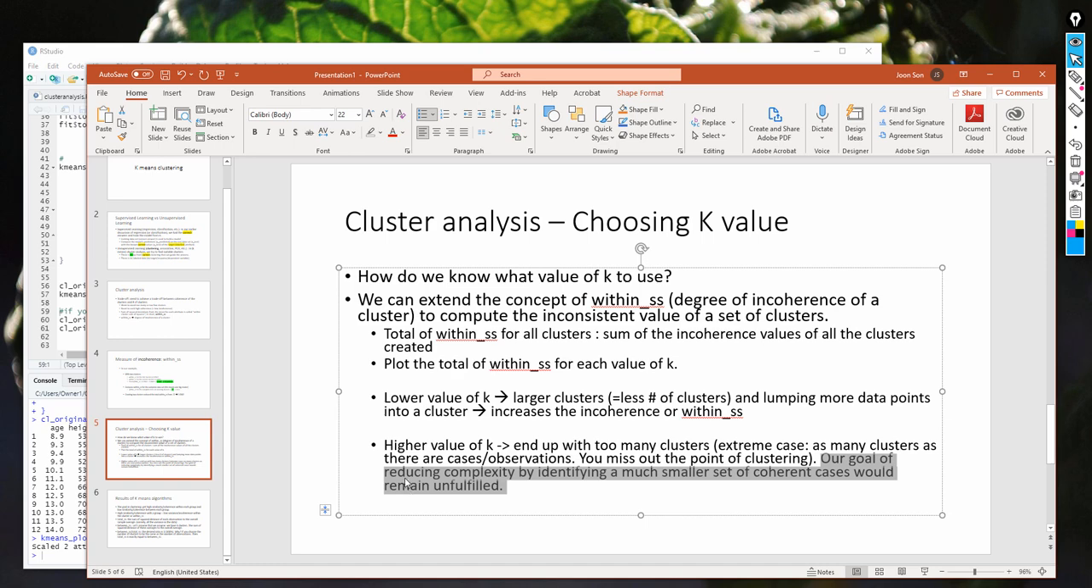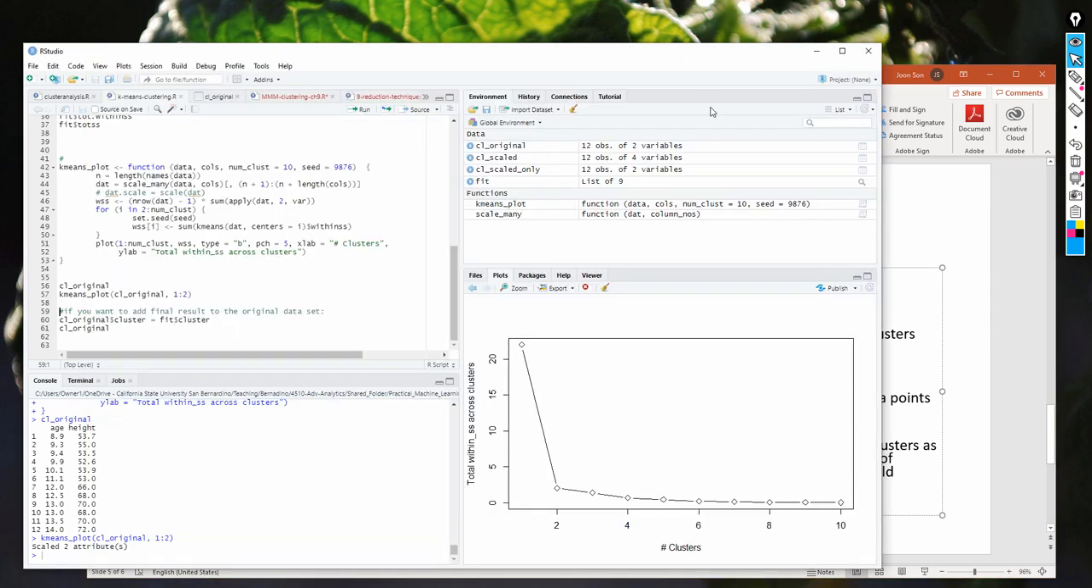So the best way to find a good k value is to plot the total within SS for each value of k, something like this. And then you typically choose the k value in this area. If it's too high, you miss out on the goal.